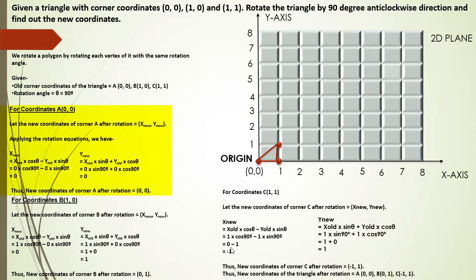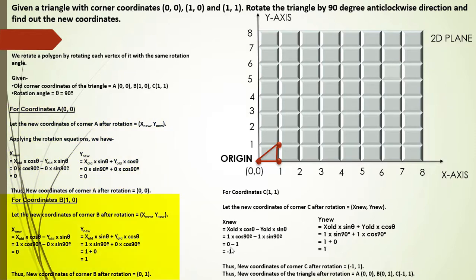So for coordinate A, 0, 0, let the new coordinate of corner A after rotation be x new, y new. Applying the rotation equation, x new is equal to x old into cos theta minus y old into sin theta. So 0 into cos 90 degrees minus 0 into sin 90 degrees will be 0. So our x new value for A will be 0. Now the y new value will be calculated with the help of x old into sin theta plus y old into cos theta. By placing all the values, we get y new equal to 0. So the new coordinates of corner A after rotation are 0, 0.